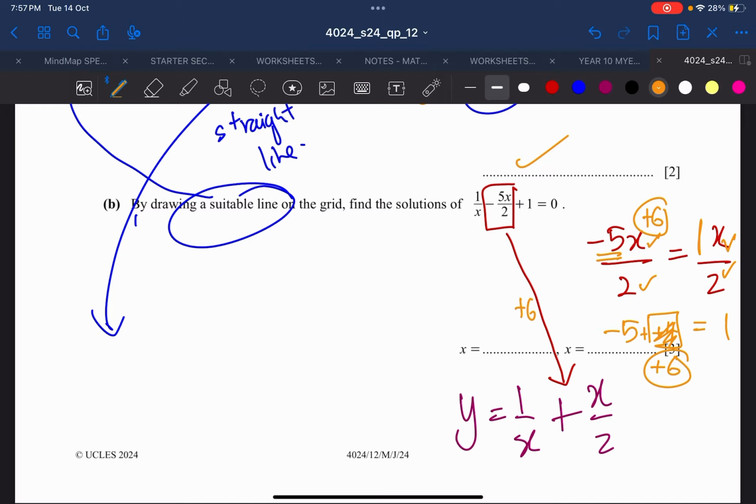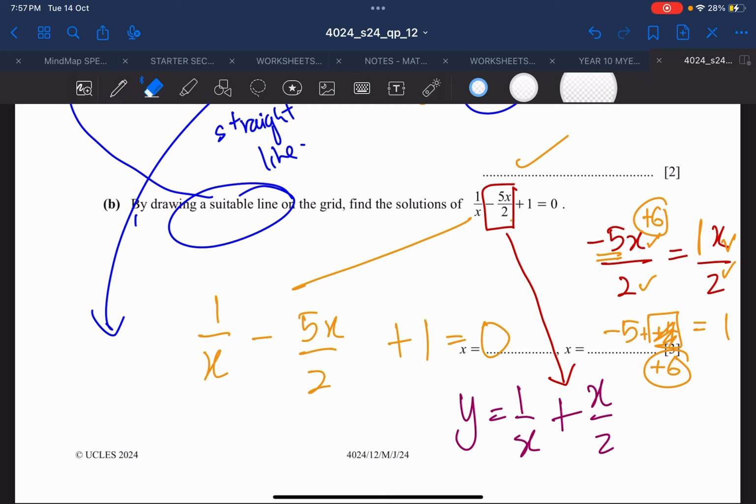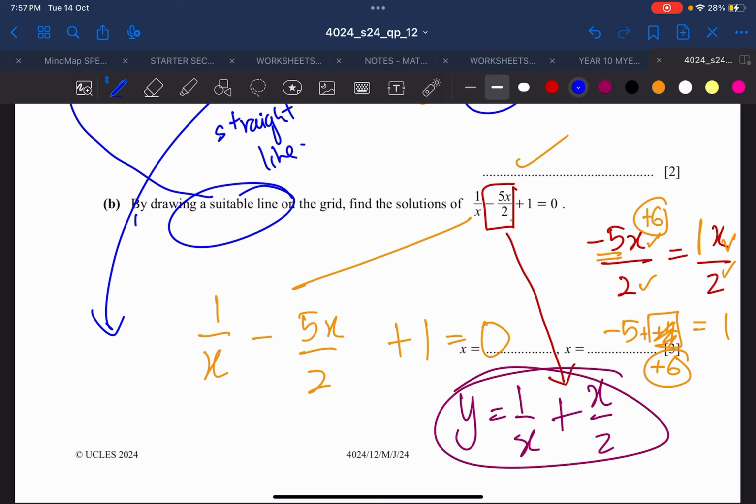If I do that on this side, what happens is that here we have 1 over x minus 5x over 2 plus 1 equals 0. Okay. So I want to make it the same here. What I have to do is plus 6 on this side to give me the same as that one. Whatever I do on the left hand side, I should do on the right hand side as well. Okay.